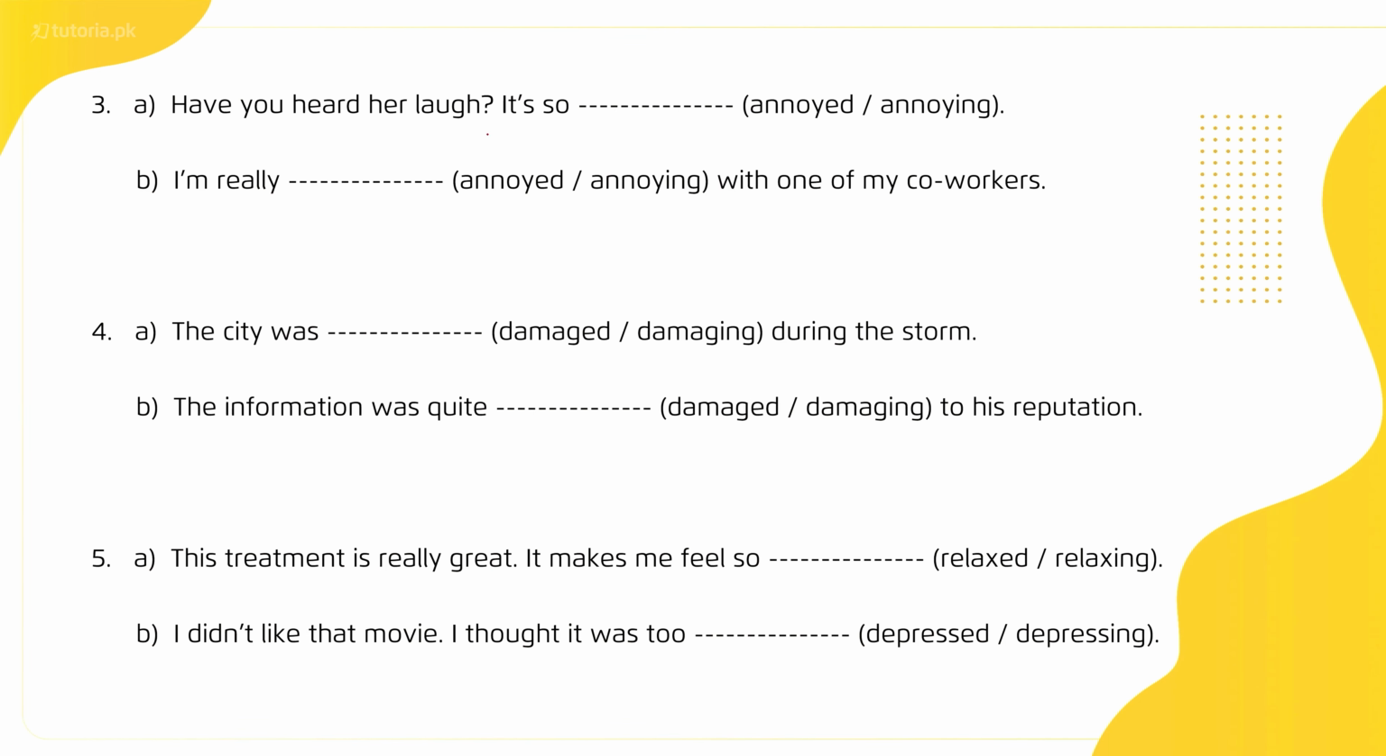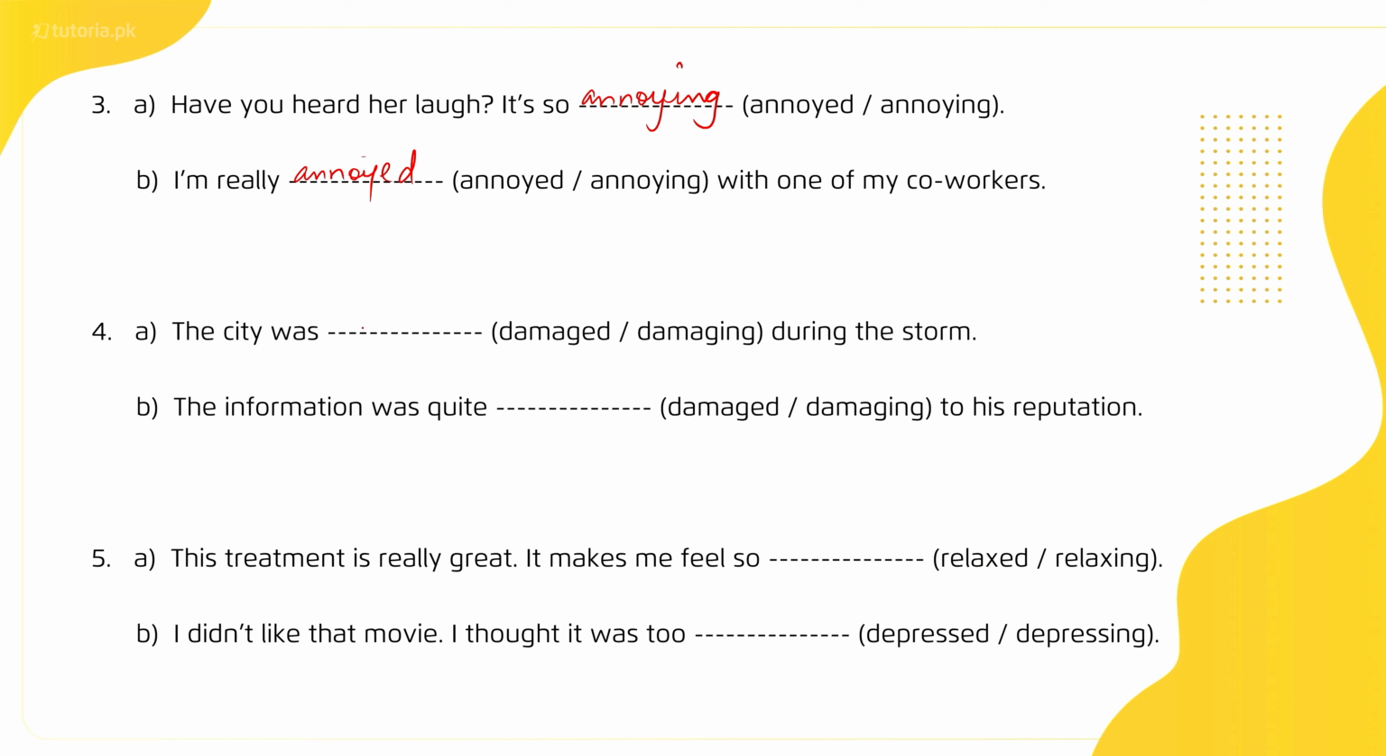Third is, have you heard her laugh? It's so dash annoyed, annoying. It's so annoying. Present participle आएगा. B, I'm really dash annoyed, annoying with one of my co-workers. I'm really annoyed with one of my co-workers.